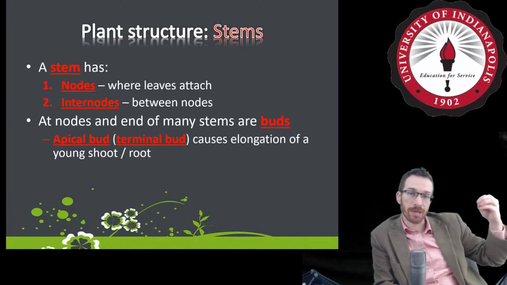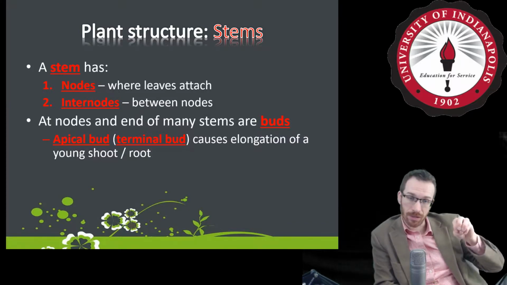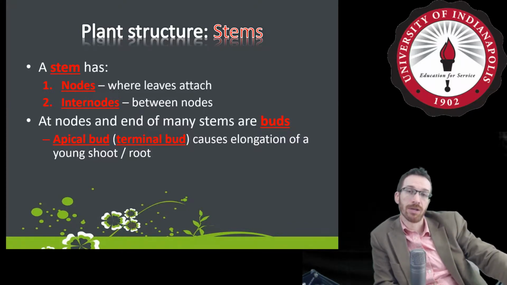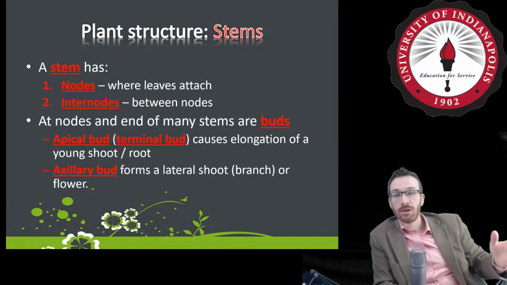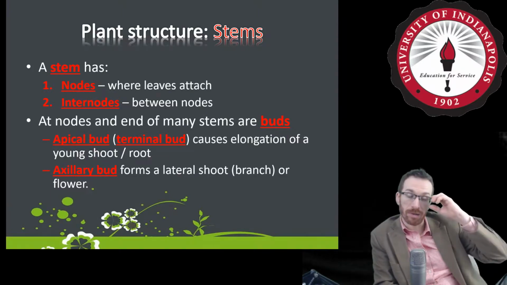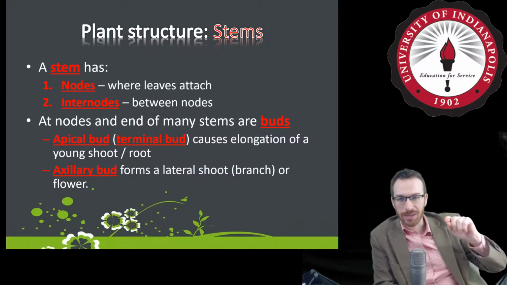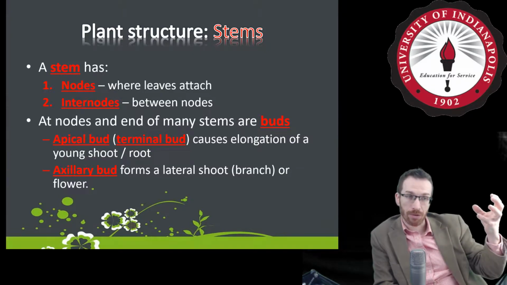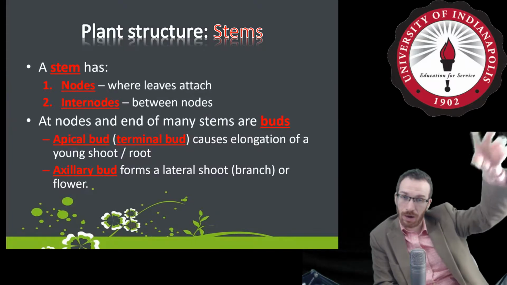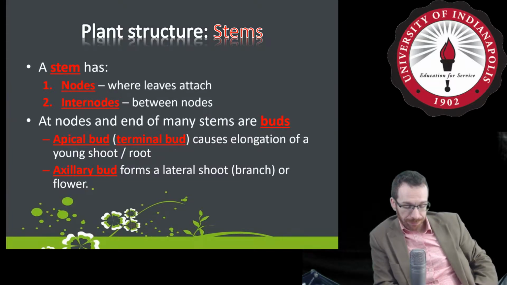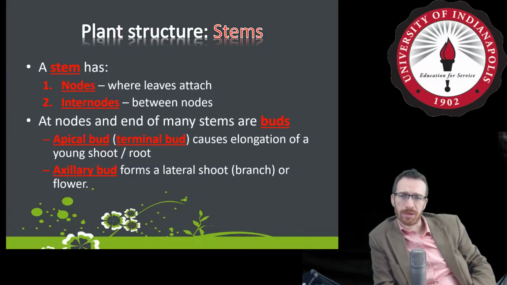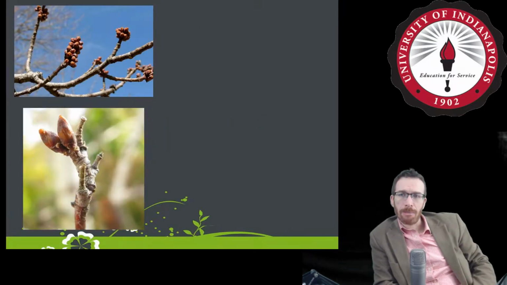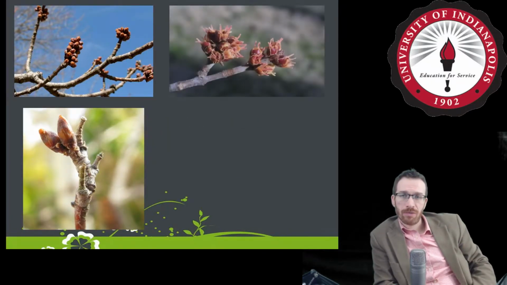These are also going to be at the tips of roots, and they're basically going to be elongating that root, making it longer. And then we also have axillary buds. And axillary buds are on the sides of stems, and they basically produce usually flowers, or they can produce lateral branches. And so those are our two types of buds. And you can see some images here of those.